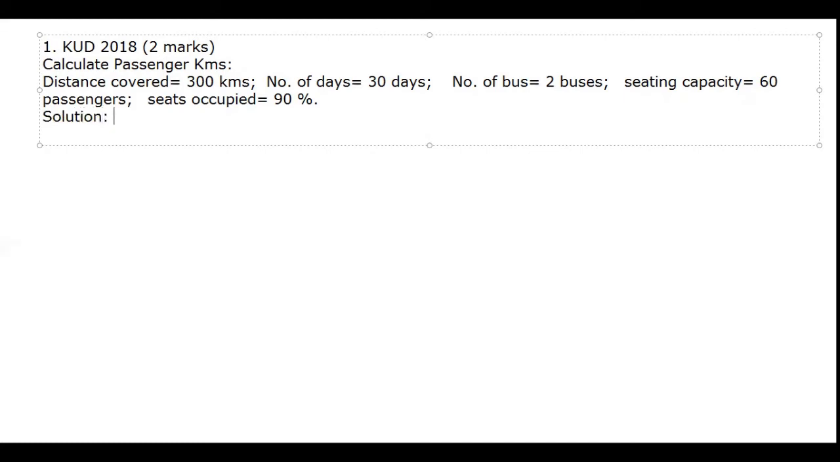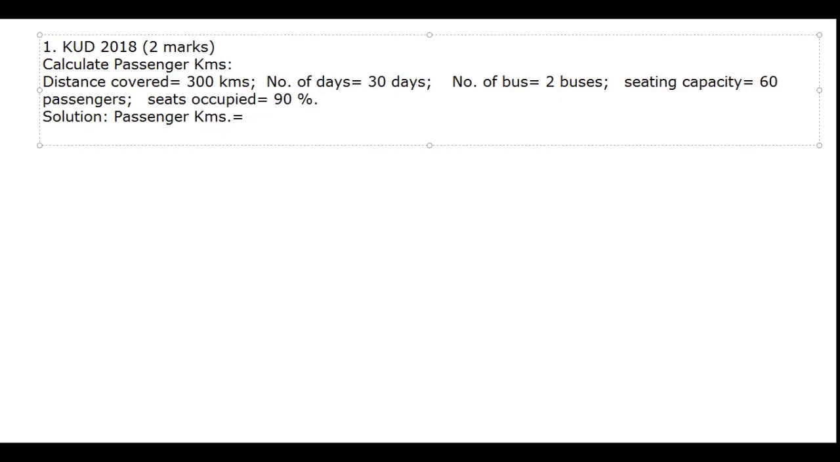Passenger kilometers is equal to... So you have seen my last session slides. There I have shown you the formulas, as well as I have discussed how to use those formulas, in which situation we have to use what formulas.